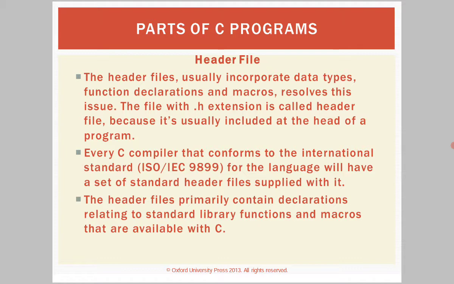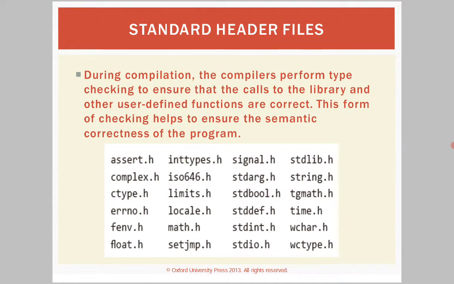So what is a header file? A header file is a collection of similar functions which are stored in one place. An example is hash include stdio.h. stdio.h is the standard input output header file. There are many other types of standard header files also.